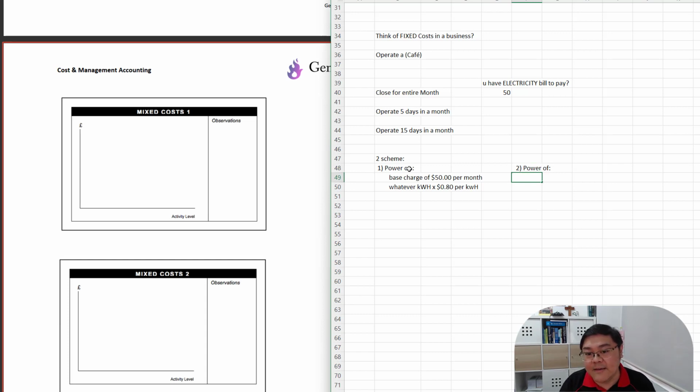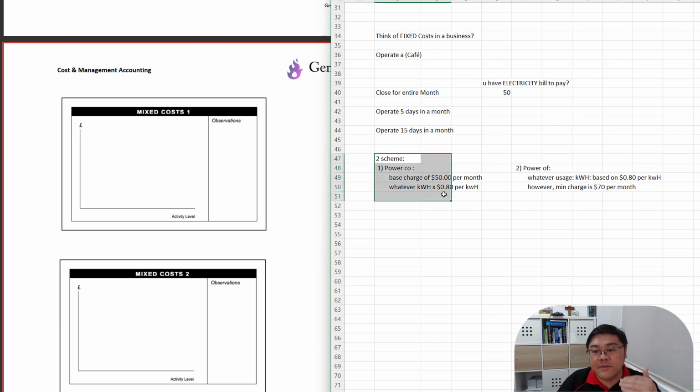Now the second scheme is like this. They say that whatever usage you have will be based on 80 cents per kilowatt hour. However, the minimum charge is, let's say, $70 per month.